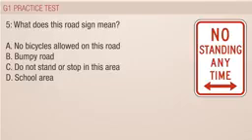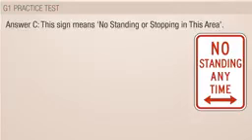Question 5. What does this road sign mean? A. No bicycles allowed on this road. B. Bumpy road. C. Do not stand or stop in this area. D. School area. Answer C. This sign means no standing or stopping in this area.